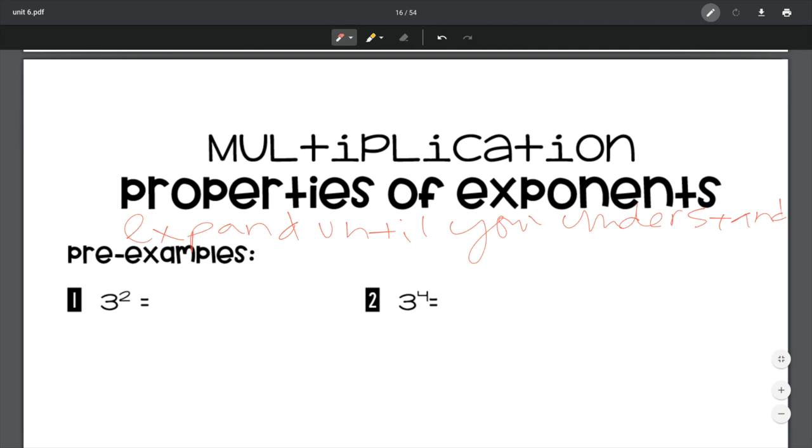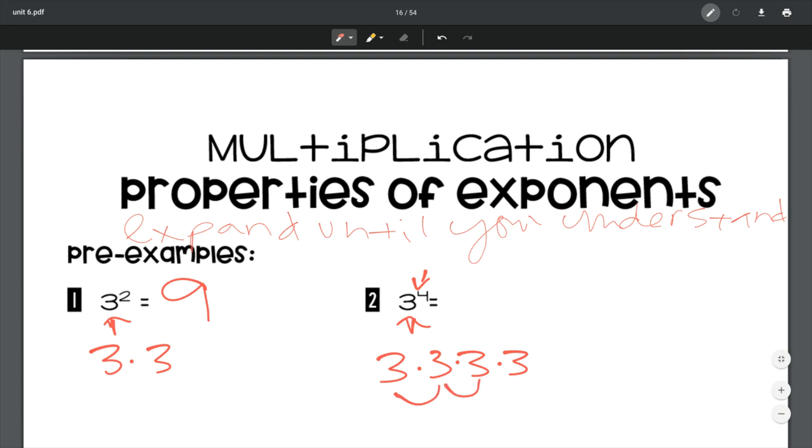If you didn't know what 3 squared is, which by the way is 9, you could expand that out, and you would say 3 times 3, which evaluates to 9. And then 3 to the 4th would be 3 written 4 times. So 3 times 3 gets you 9, times another 3 gets you 27, and then times one more 3 will get you 81. That's just to get your juices flowing, because we are going to be expanding until you understand.